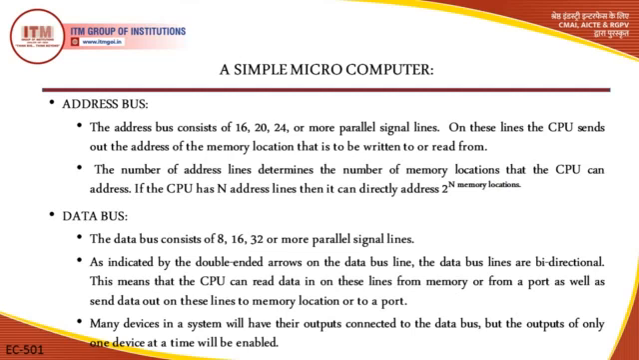The number of address lines determines the number of memory locations that the CPU can actually address. So if the CPU has n address lines, then it can directly address up to 2 to the power n memory locations. For example, if a CPU has only 4 address lines, that CPU can address only 16 addresses, that is 2 to the power 4.